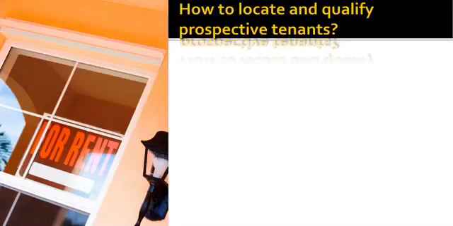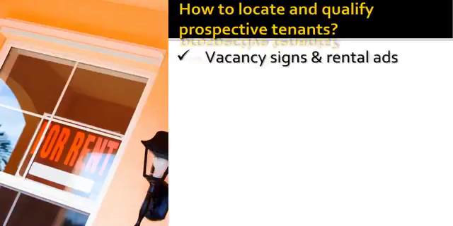How to locate and qualify prospective tenants? There are numerous ways of letting prospective tenants know you have a property for rent. The two most common are vacancy signs on the property itself and rental ads.